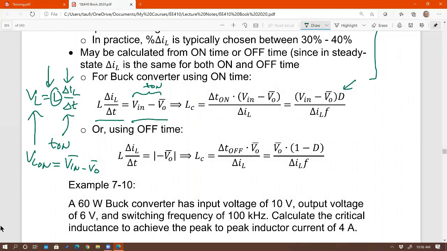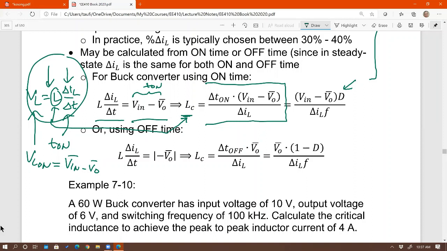All right. So now LC is equal to VL times delta T on over delta IL. So just solve for L from this equation, and you get this equation right here. And that's it. And then you can also use the off time. You use the same equation, but use off time. So same thing, you get this equation right there.